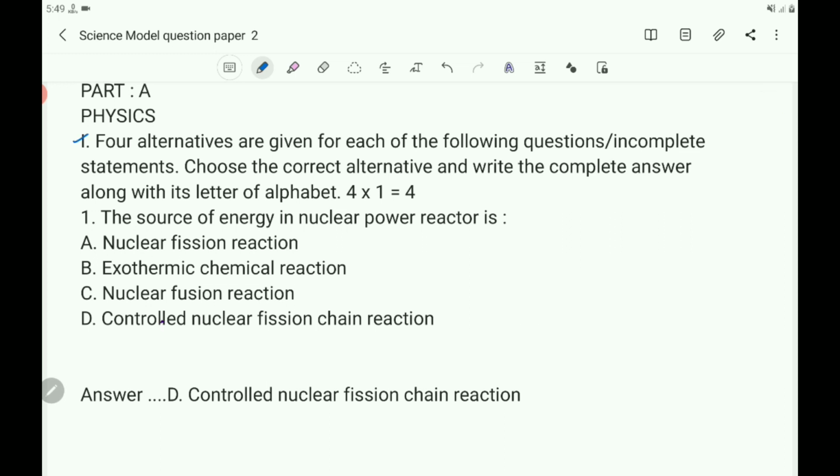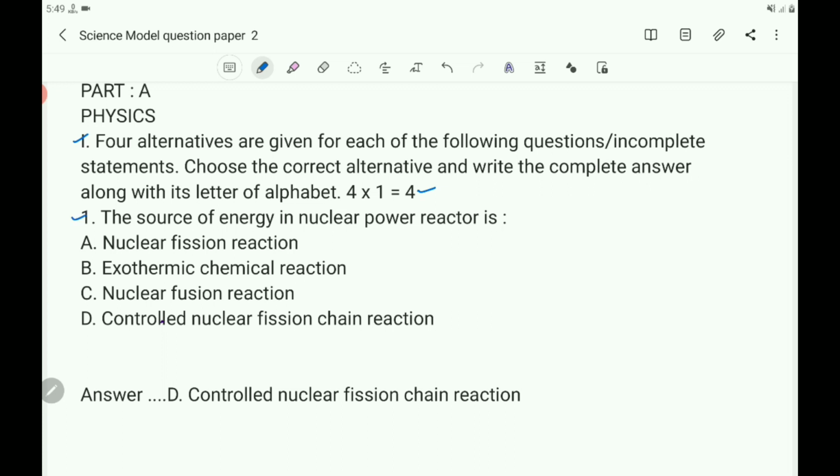4 alternatives are given for each of the following questions in complete statements. Choose the correct alternative and write the complete answer along with its letter of alphabet. So, 1 mark questions, 4 questions are there. The first multiple choice question.